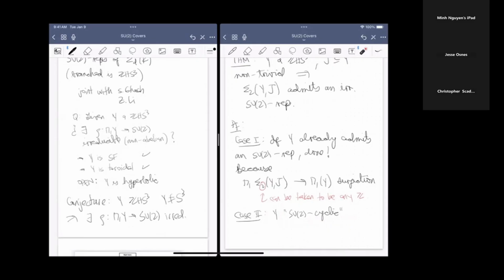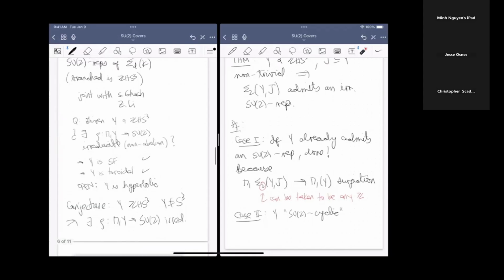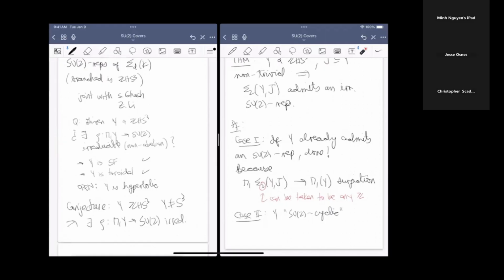This is something that has always seemed very weird to me, that we're trying to prove something, but in the proof, we have to assume that something that contradicts the conjecture exists. Anyway, in the case where Y is SU2 cyclic, if I'm talking about S3, then the result follows from work of Kronheimer and Mrowka, but explicitly stated by Cornwell, Lenny, and Steven Sivek.